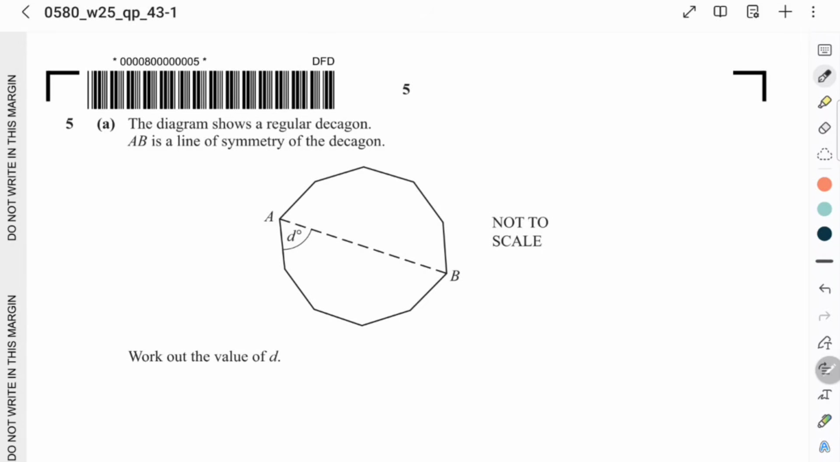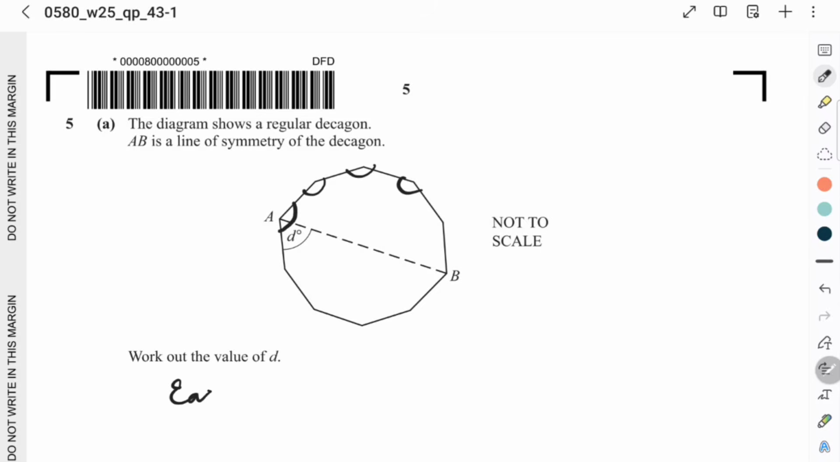All right, now question number 5. The diagram shows a regular decagon. AB is a line of symmetry of the decagon, and work out the value of D. Each interior angle we'll have to find out first for a decagon and then divide by 2. Obviously it's a regular one, so each angle will be the same. So we are going to find out this angle.